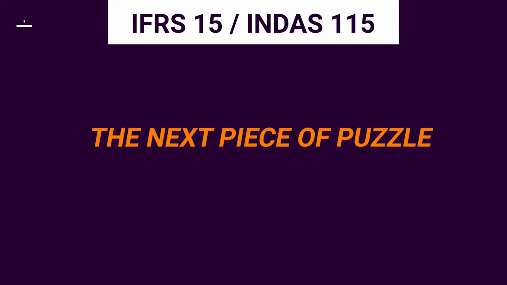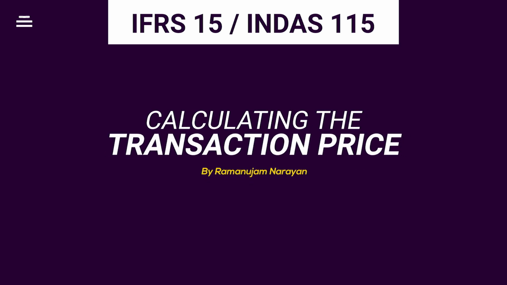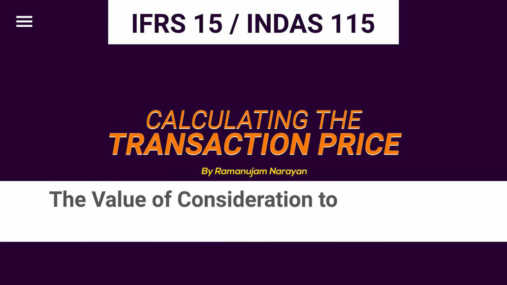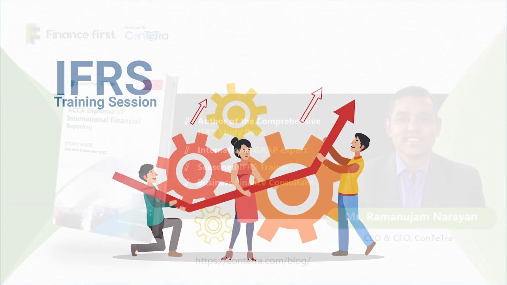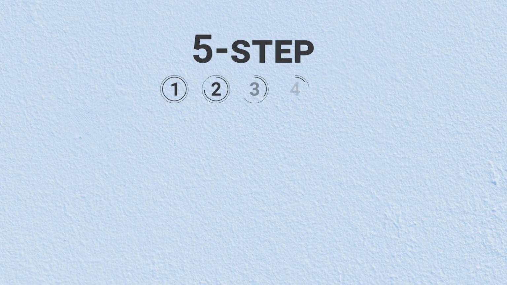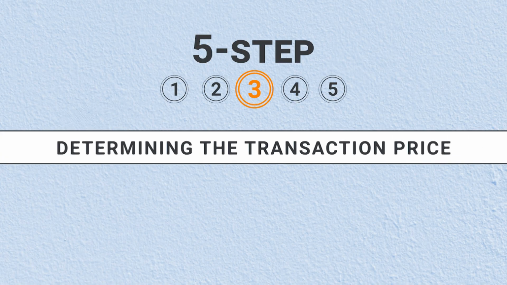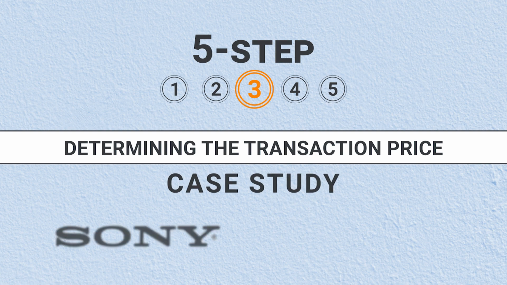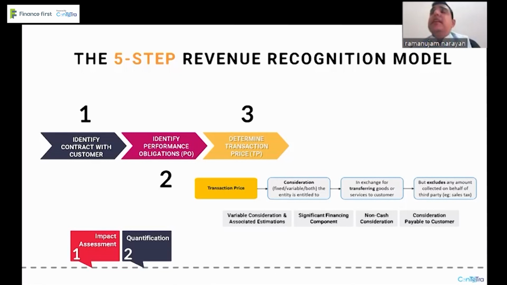Finance folks, the next piece of the puzzle in the new IFRS 15 and IndAS 115 Revenue Recognition Standard is calculating the transaction price. That is, the value of consideration to be recorded in the books. In the next 5 minutes, IFRS and IndAS industry expert Mr. Ramanujam Narayan explains the third step of revenue recognition with the help of an interesting case study between Sony India and Vijay Sales. Which are the several factors that influence a particular consideration?